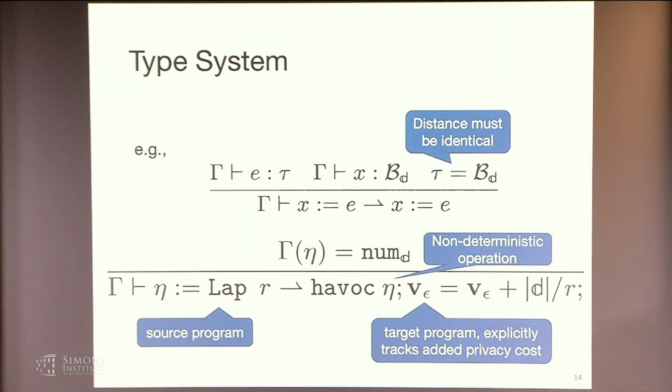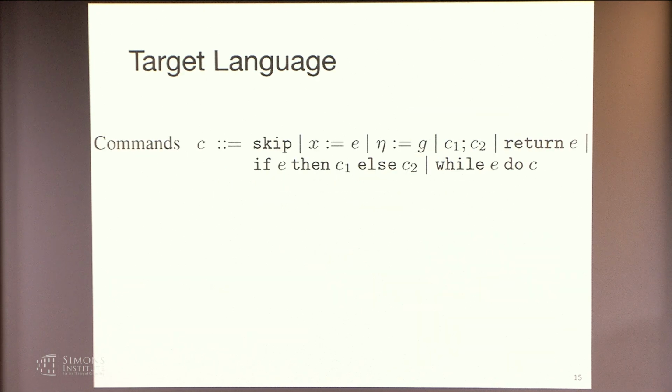So it's just the value of this special variable V epsilon, by a couple of guarantees of the type system. And also we transform away the probabilistic program into a non-deterministic program. So let me show you what is the difference between the source language and the target language.